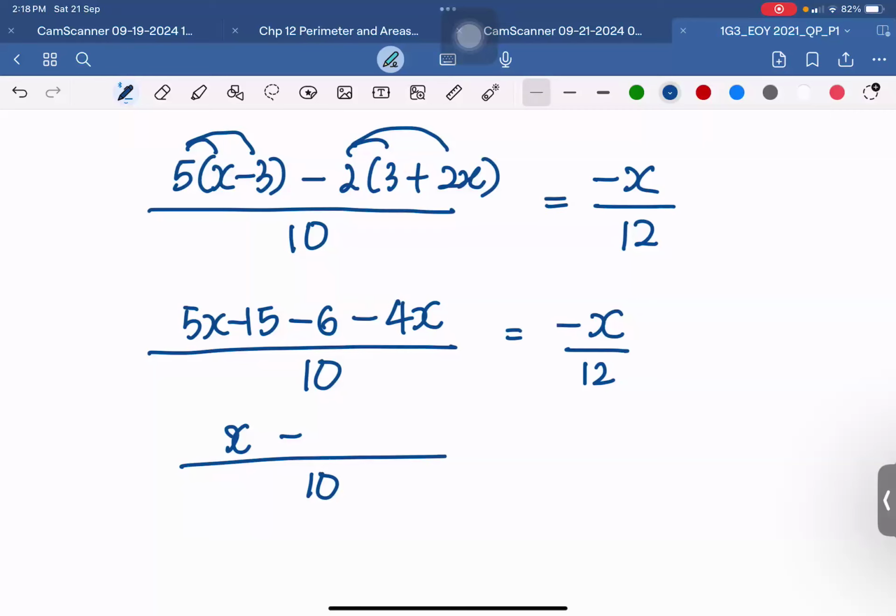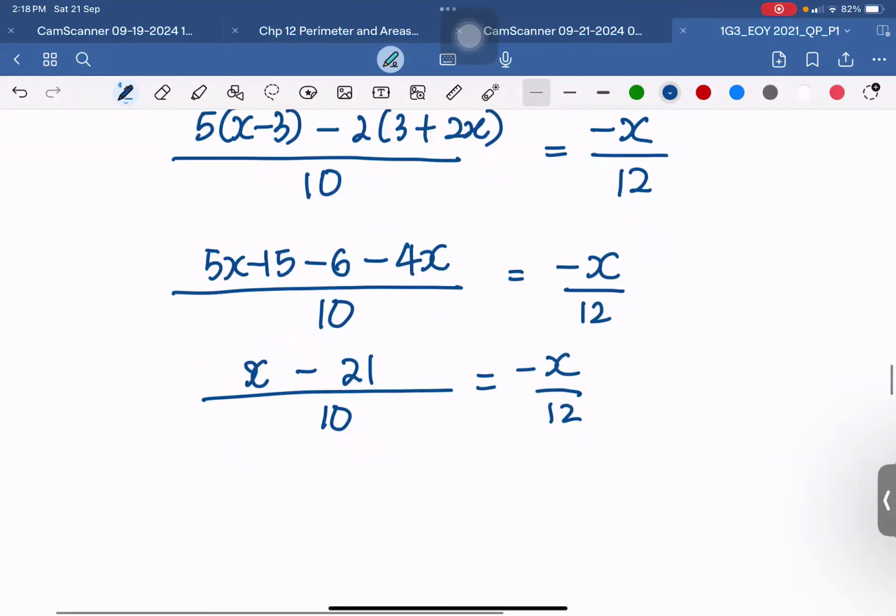This one is negative 15 with negative 6. It's not positive 15. Yeah, it's negative 15 and negative 6. It's not 15 minus 6, negative. So it's negative 21, okay? If not, you make a careless mistake like that. All right. Okay, thank you.